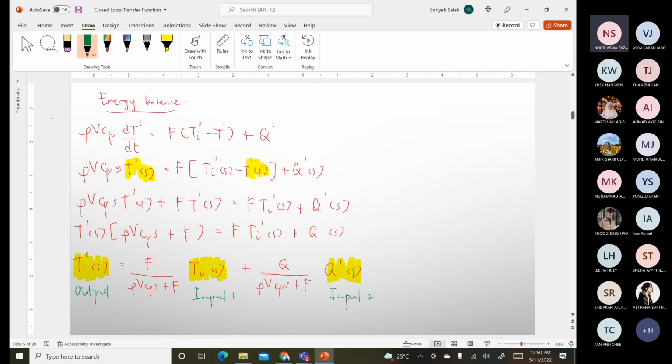So what does it mean when you have a single output but two inputs? This indicates that you have two transfer functions.